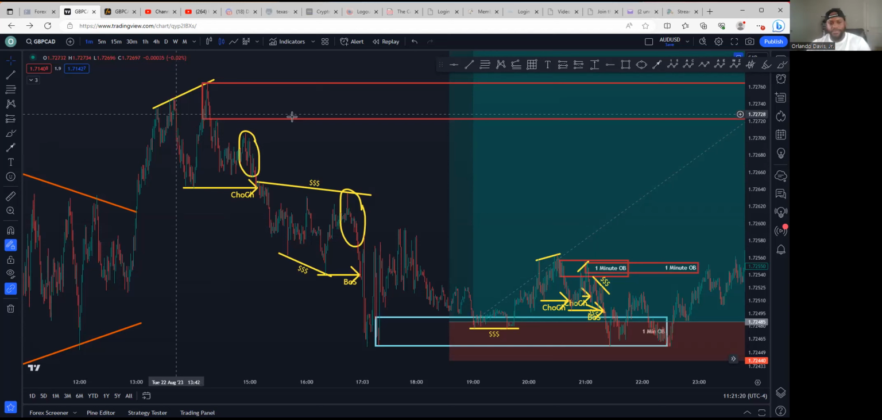Once price actually created that change of character, it solidified and said, hey, bam, we changed character. Did price consolidate and go down, or did it come back to mitigate the supply zone that caused the change of character? It consolidated and went down, right? So what do we have now? We have one imbalance, right? And then we have two imbalances, right? Consolidated, went down, and broke structure.